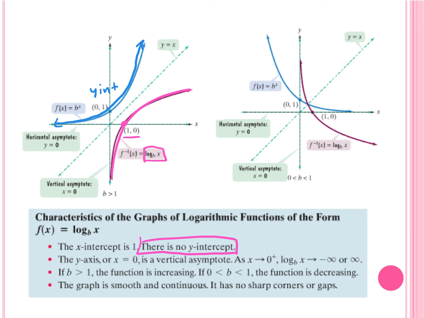Then next, we have our y-axis as our vertical asymptote. Just like yesterday where we had a horizontal asymptote, we flip it and now it's a vertical asymptote, and that is x is equal to 0.